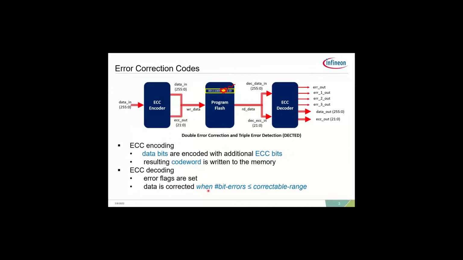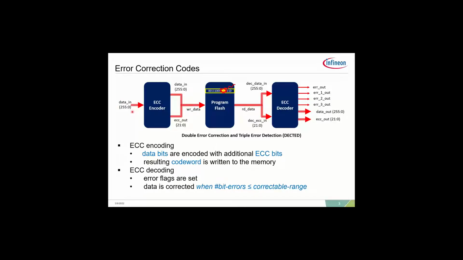And today I want to focus on error correction codes. In this slide, we have a very brief introduction to error correction codes. Basically, there are two parts to an ECC design. What you see on the left-hand side of the diagram is an ECC encoder. The functionality of the ECC encoder is to take the incoming data bits.